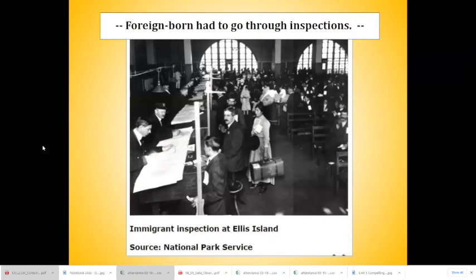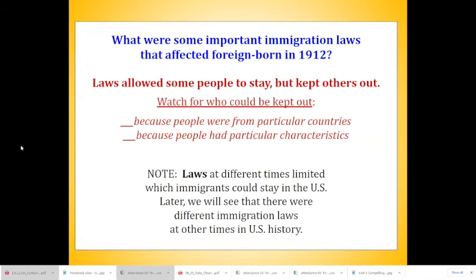And it was really up to the inspectors. So the foreign-born would be called up and speak to an inspector. This is a shot at Ellis Island, and you can see there's a lot of people waiting, and there's people standing in front of the inspector. So laws allowed some people to stay, but the inspectors watched out for those that were from particular countries or had particular characteristics. This is in 1912 because as time changes, so did the laws in the US. And we're going to see later that there were different immigration laws throughout history and even today.